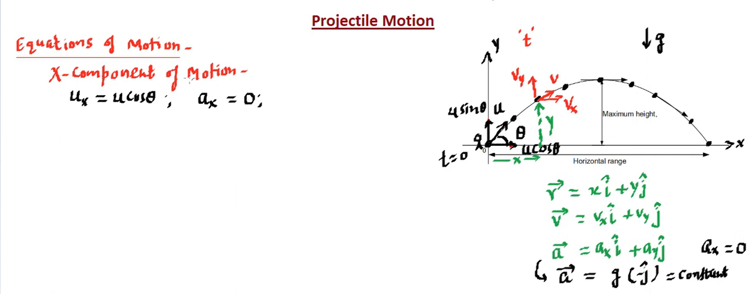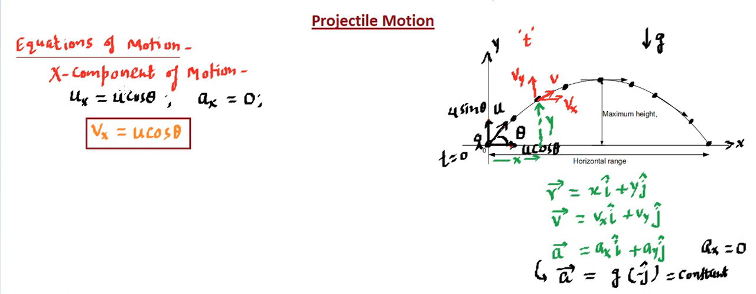Making sense? If we want to write the velocities, these are the given information. The velocity in the x direction will remain unchanged. That means it will remain equal to the initial velocity, because the acceleration is 0. So it's going to be u cos theta. So one equation we have got, and that's an extremely important equation. Simple but important. And similarly, we are going to find other equations as well.